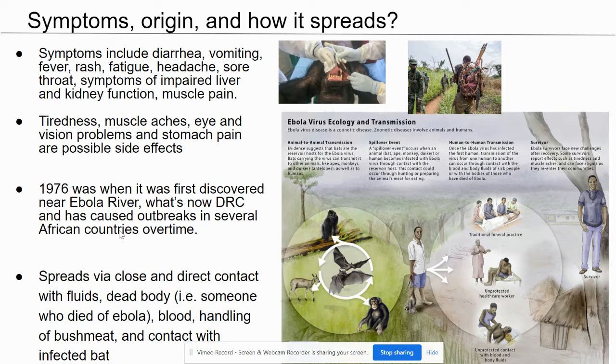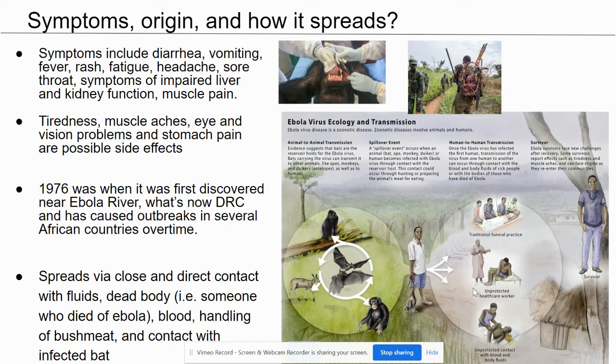It has caused outbreaks in several African countries over time, and it spreads through close and direct contact with fluids, a dead body, meaning someone who died of Ebola, blood, handling of bushmeat, which is wildlife meat, and contact with infected bats. It's very important to remember that when someone dies of Ebola, this is where it gets really contagious, so you have to keep a distance in order to avoid infection.